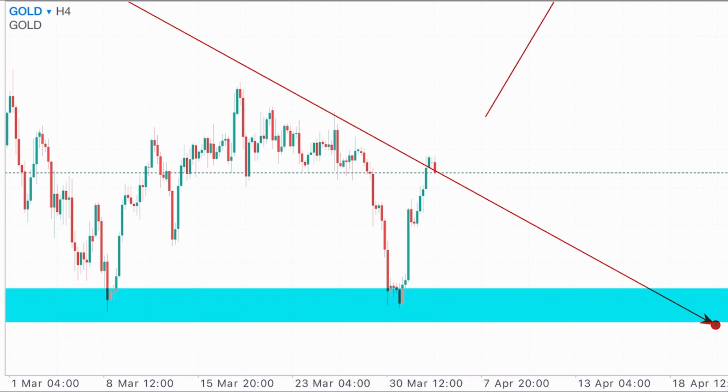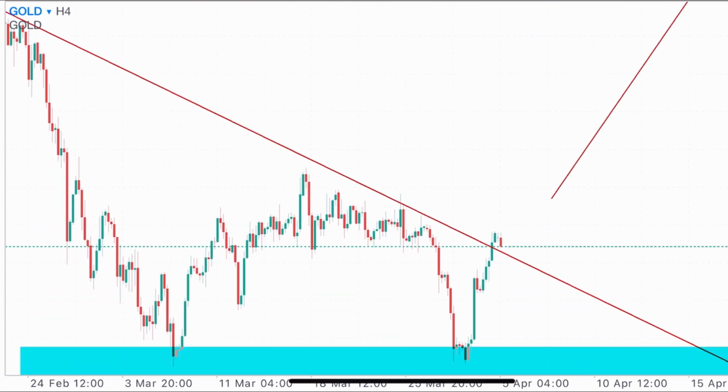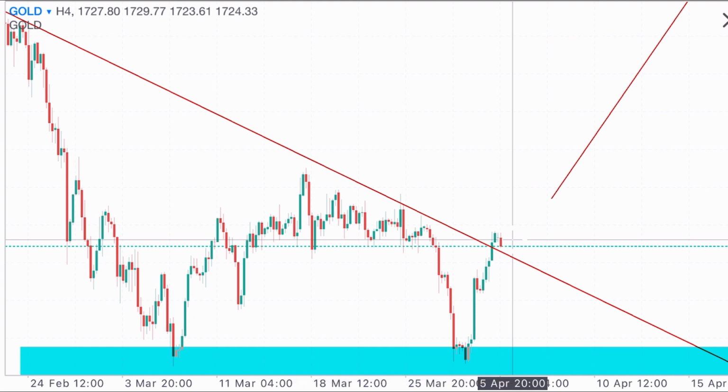You understand? Maybe I might need to adjust it like this, right? So even if we do retest, we might retest this level here and stuff like that. But you just need to pay attention to how the candlesticks react from now on. And to the VIP members watching this, you're definitely going to get the signal, right?